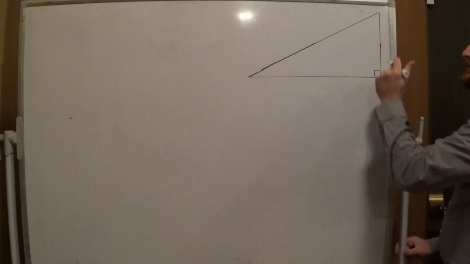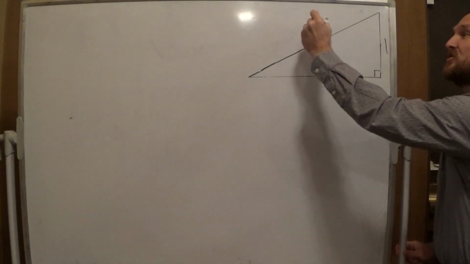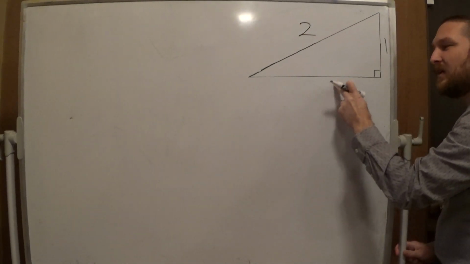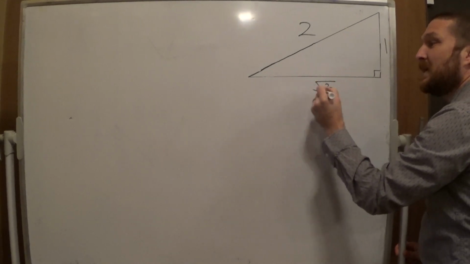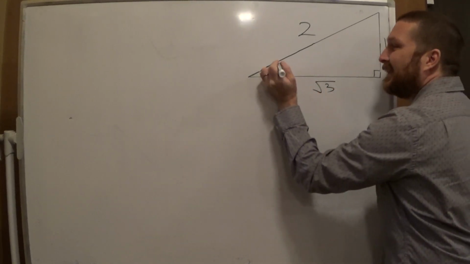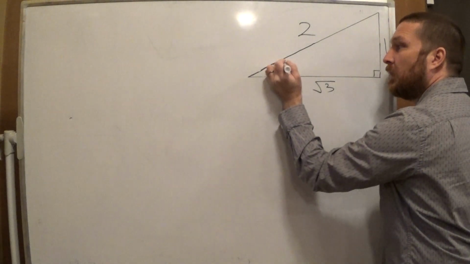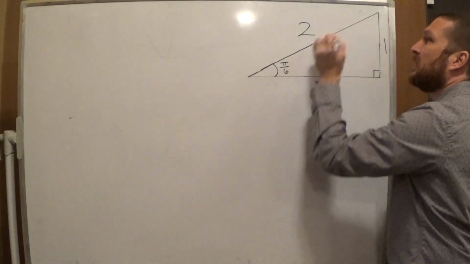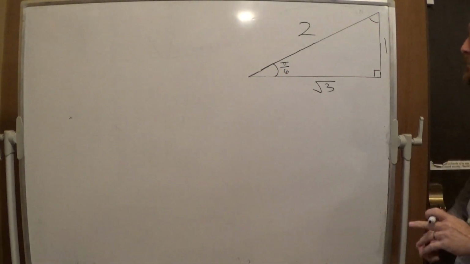I've measured this. It is 1 unit long. I've also measured this. It's 2 units long. What must this length be? Root 3. You didn't measure. Meaning that this is what angle? Pi over 6. Meaning this is what angle? I don't actually care about him right now, but you're right. That's pi over 3.